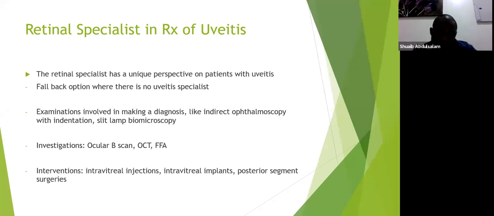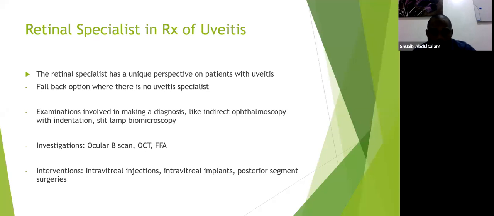And usually, most of the retinal specialist's examination involves making a diagnosis, like indirect ophthalmoscopy with indentation and slit lamp biomicroscopy. These are things that we carry out every day in our clinic. It's just what we're used to doing. Then also the investigations required in making your ocular diagnosis, the ocular B-scan, OCT, and fundus fluorescein angiography, are tools we use every day for our patients. So it's just part of the whole process.